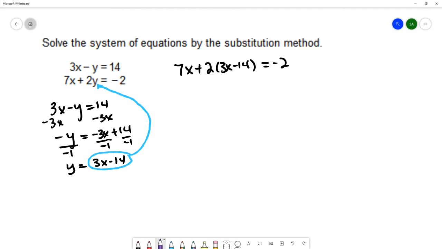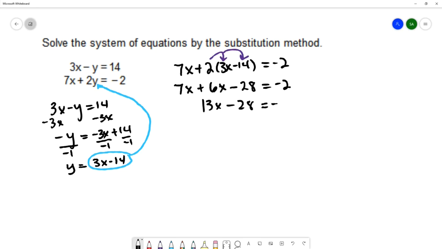So I'll use the distributive property and distribute that 2. That's 7x plus 6x minus 28 equals -2. I'll combine like terms. 7x plus 6x is 13x minus 28 equals -2. I'm going to add 28 to both sides. Now I'm trying to isolate the variable on one side. That gives 13x equals 26. And divide by 13 gives me x equals 2.